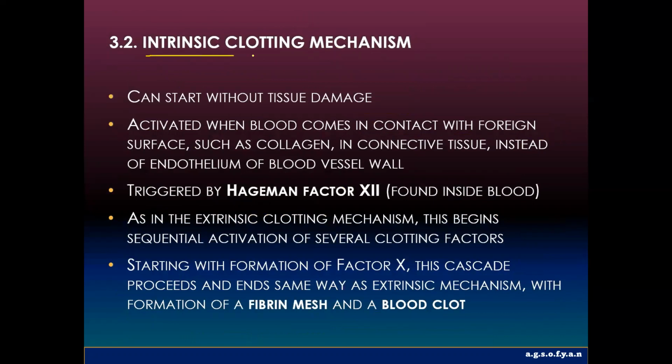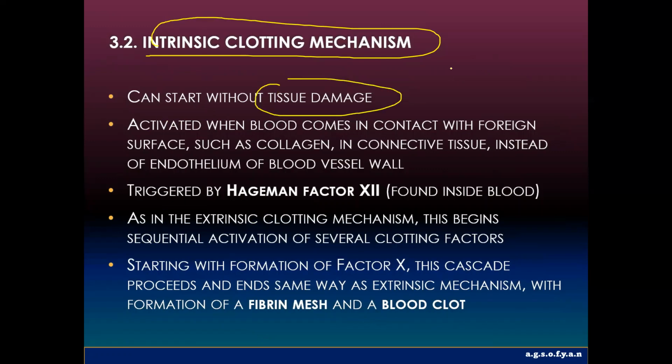The intrinsic clotting mechanism can start without damage of tissue. For example, there is no damage in the blood vessel, but suddenly there is a clot in our blood vessels. This is caused by what we call the intrinsic factor or intrinsic clotting mechanism. Sometimes it's dangerous when suddenly in our blood we have a blood clot.